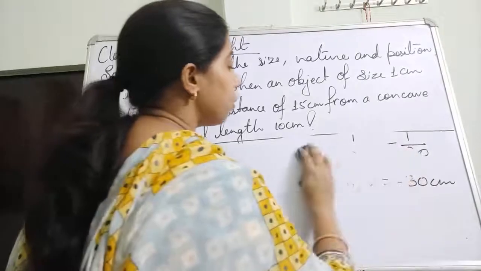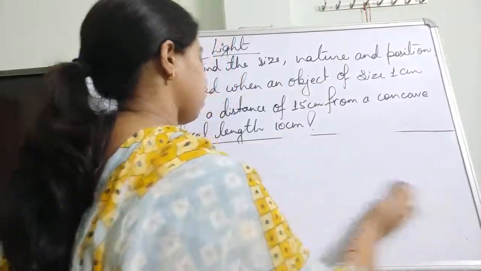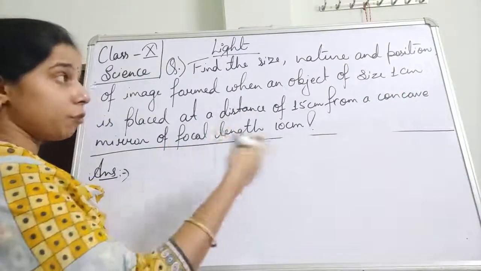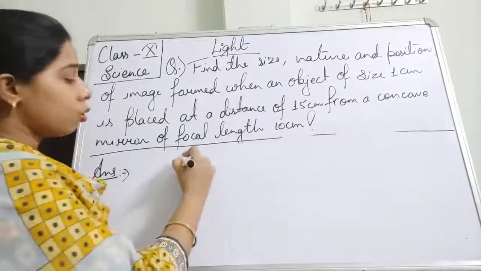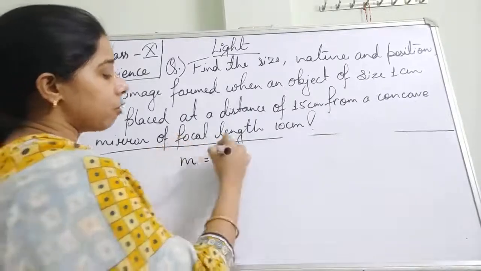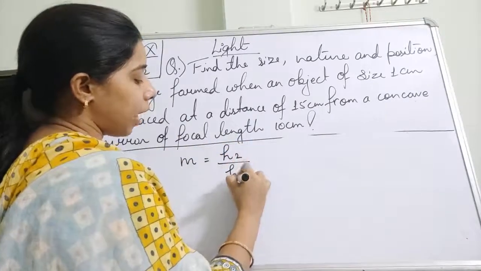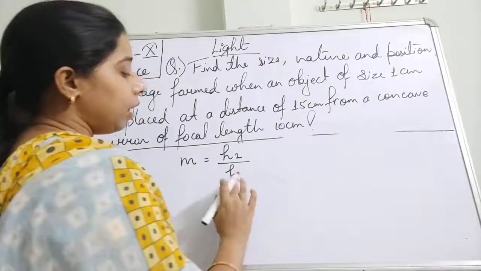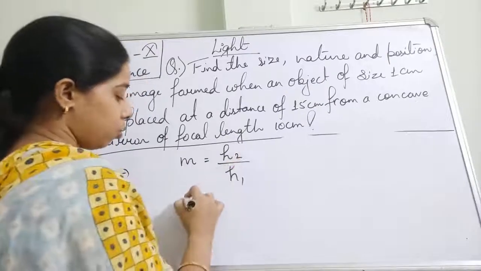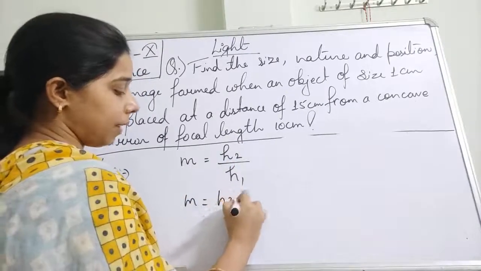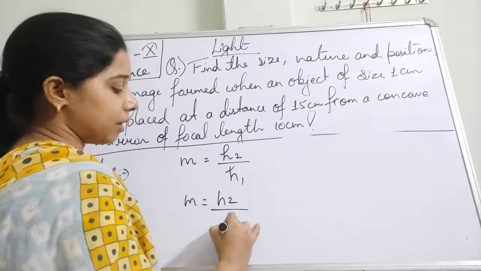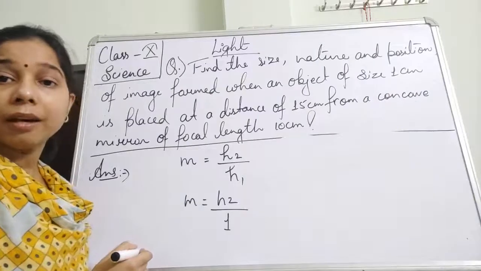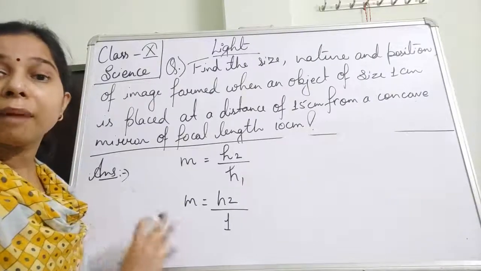So size, we all knew that here, what are the things which are given. So to find the size, it means we are actually finding the height. So we know the formula: magnification is equal to height of the image upon height of the object, h2 upon h1. And here we know the value of h1. So m is equal to h2 as it is, and h1 is given, that is 1 centimeter. But the problem is that we do not have the value for magnification either. So it is important to find the value of magnification first.